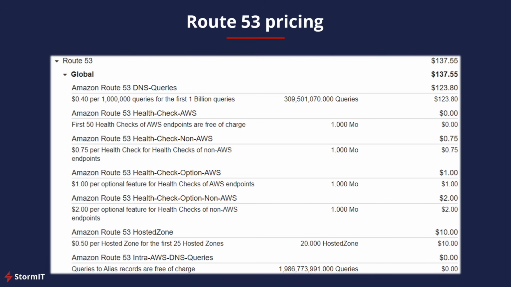The second type of what you will pay is hosted zone, and you pay a monthly price for each hosted zone. You usually will need just one, like site.com, and you will pay 50 cents every month for it. And here is also the pricing for health checks. The first 50 AWS endpoint health checks are free, and health checks against non-AWS endpoints are paid. And you will pay like 75 cents or $1 for every health check.